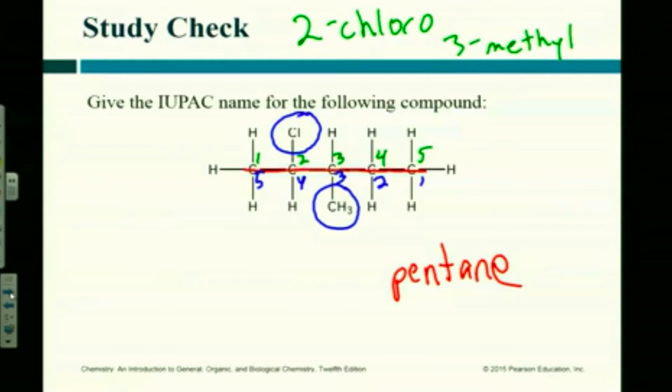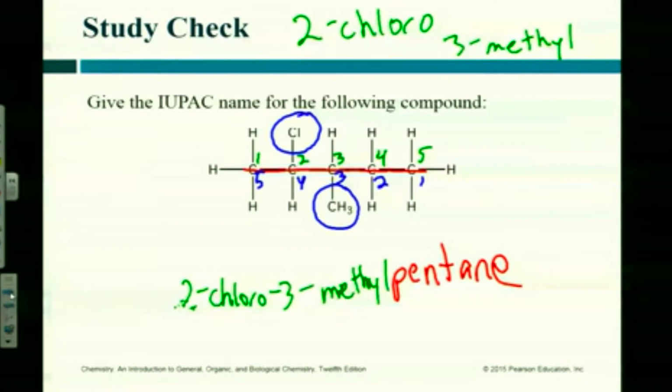I don't get why you go that way. I'm going to start on this end instead of this end. Because, I'll show you in a second. Let's get the right name first, okay? And then I'll show you, if I number from the other end, why, okay? So this particular compound is 2 chloro, 3 methyl pentane. Because it is on carbon number 3. The chlorine is on carbon number 2, isn't it? Yeah.